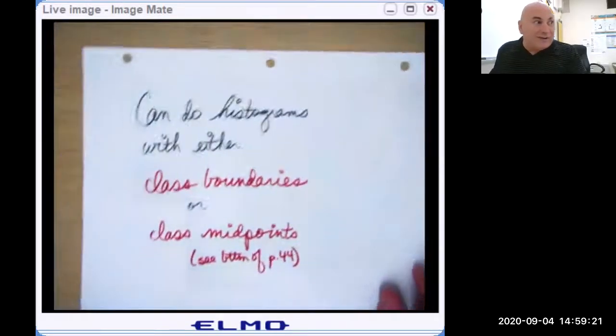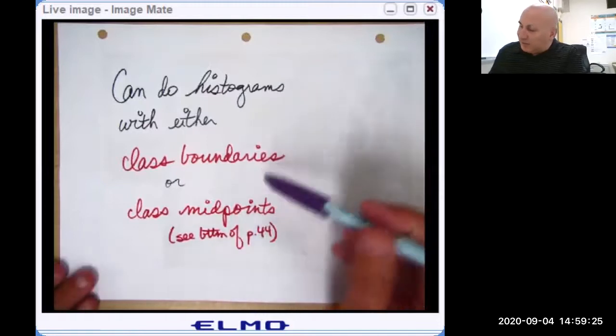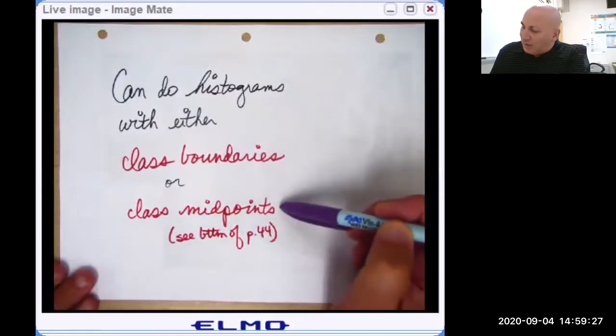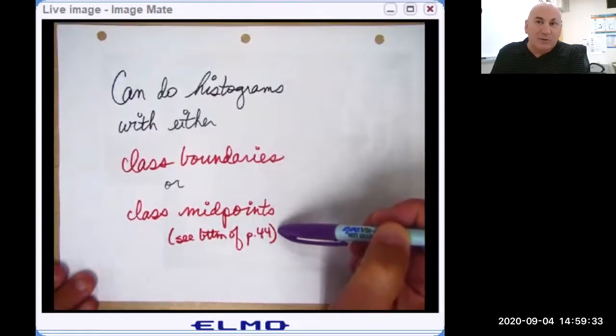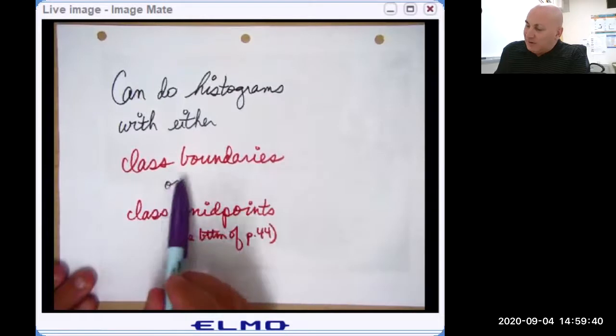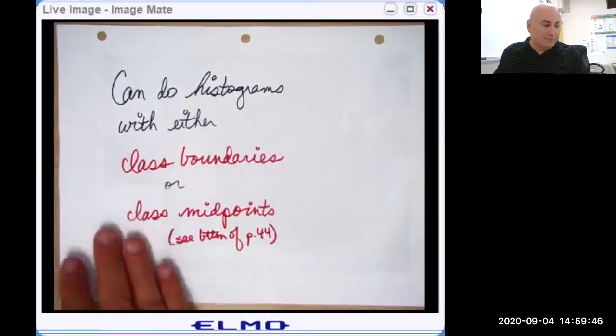When you create a histogram, on the x-axis you can mark either class boundaries or class midpoints, but not both. And you can look at the two graphs at the bottom of page 44 of our current textbook. They represent the same data set. One of the histograms is marked with the class boundaries. The other one is marked with the midpoints of each interval.